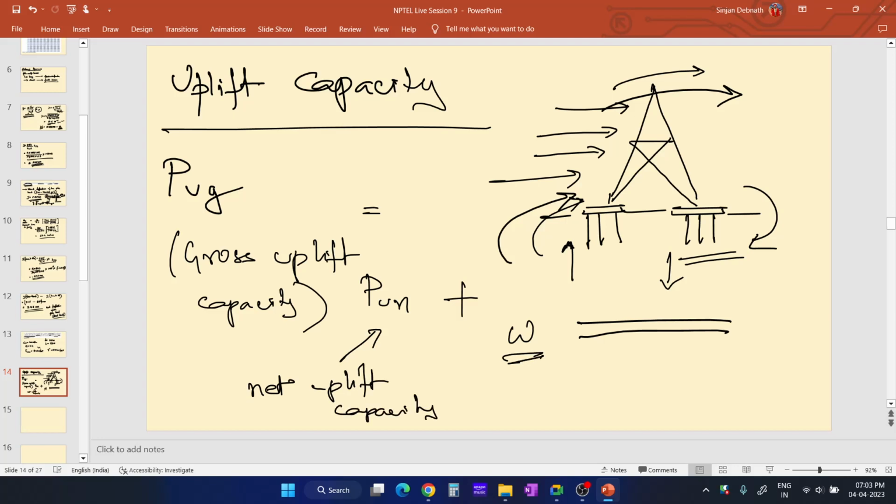And what is W? W is the weight of the pile, because the weight of the pile will also contribute to the uplift capacity, right? Because weight is acting downwards, it will try to counteract the load that tries to pull out the pile. So W is the weight of the pile. We need to find out PUN and W in order to find out the gross uplift capacity.